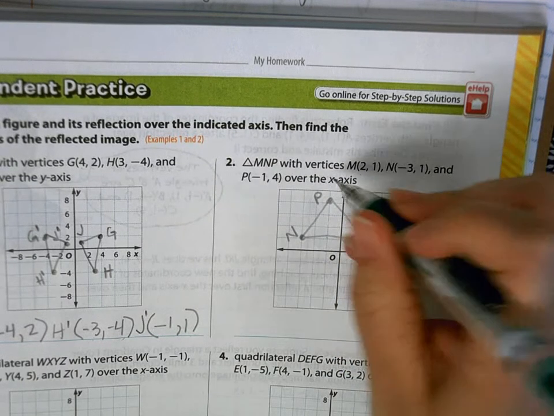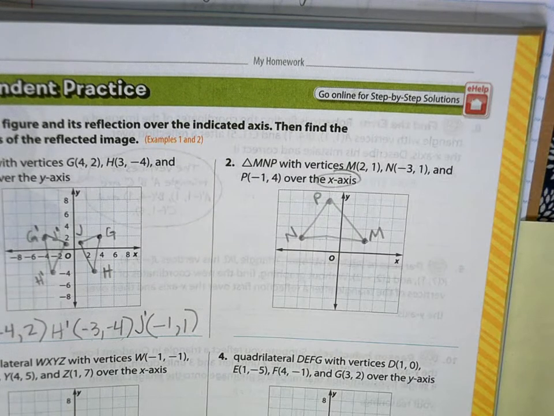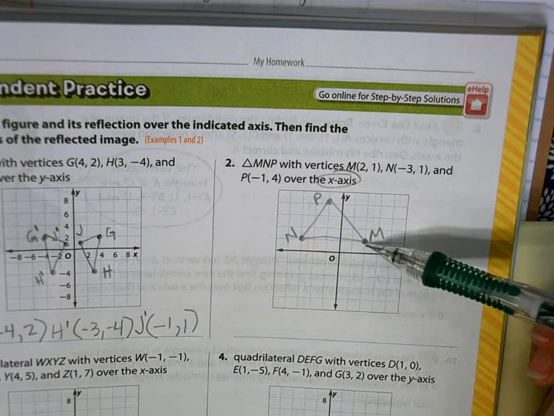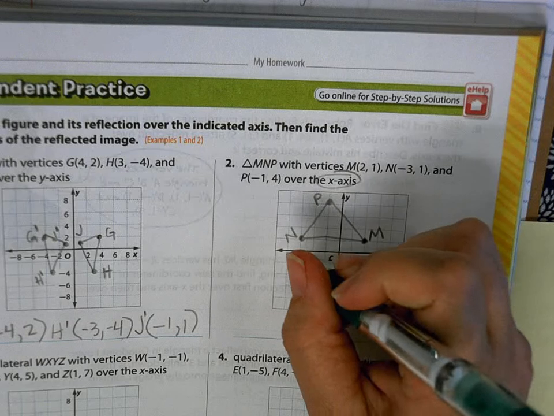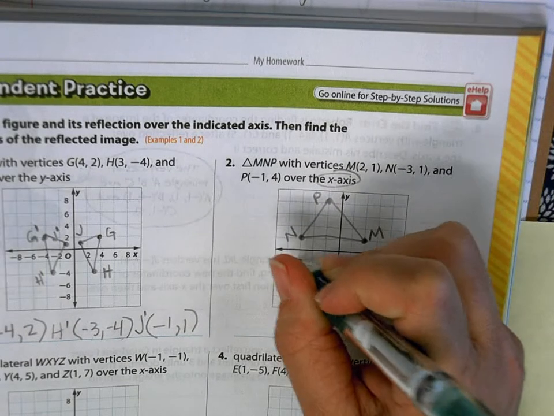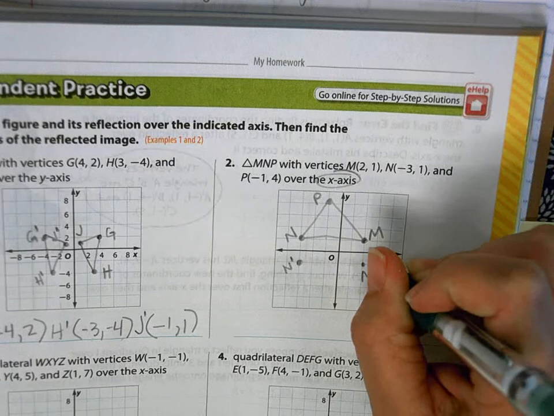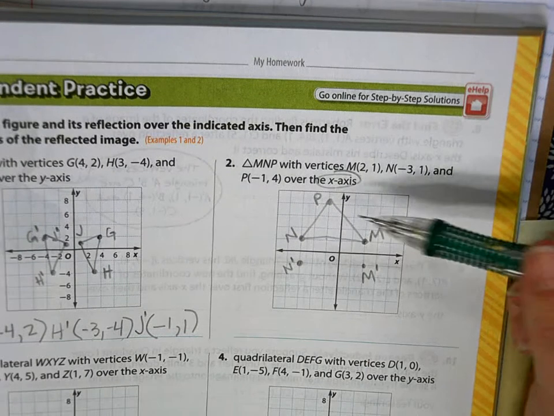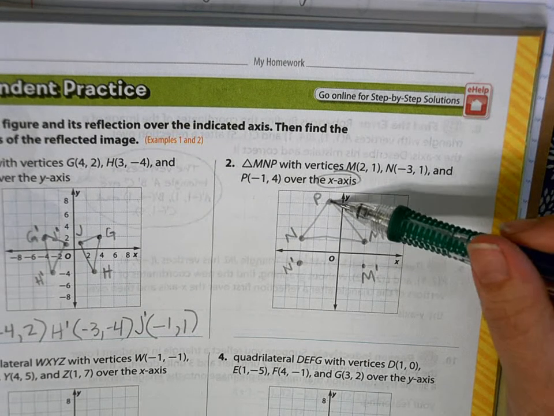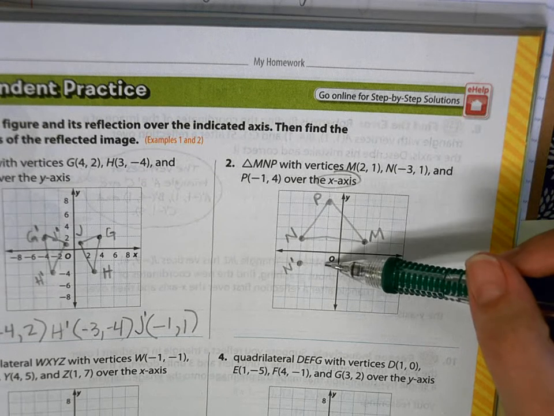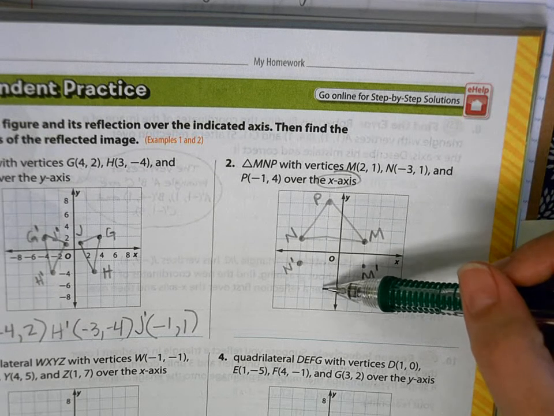And this one says go over the x. So that means we need to have equal space. See how this is 1 up from x? That means we have to go 1 down. So that's N prime, M prime, and this one was at, P was at 4, right? So this should be at negative 4.